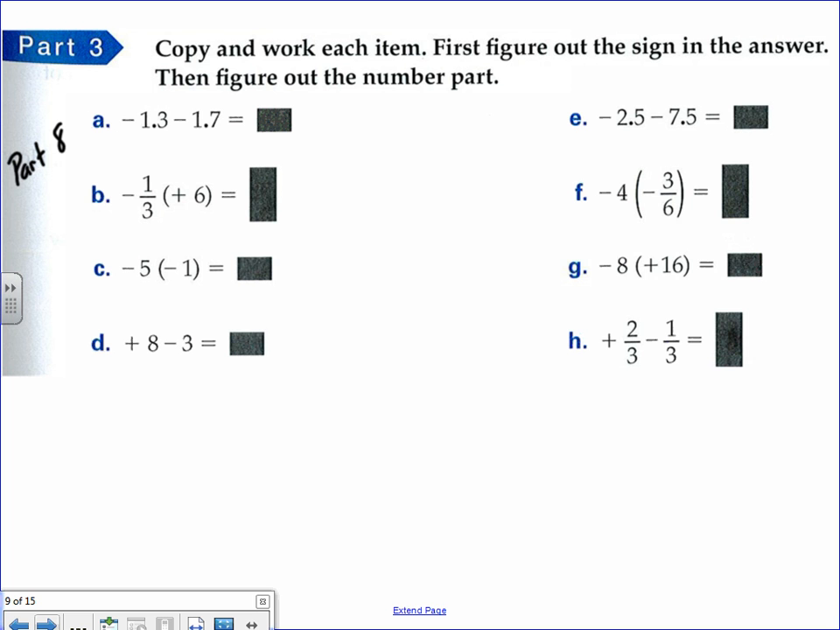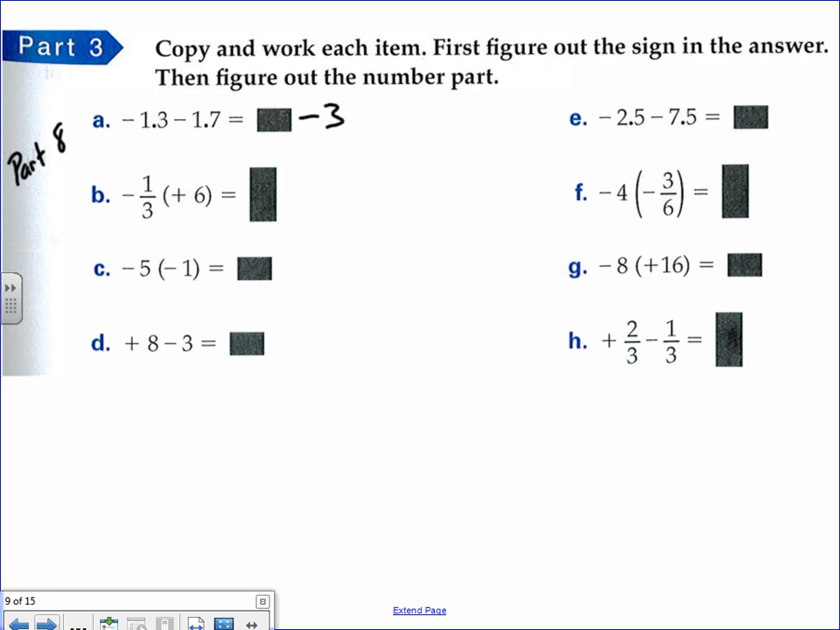When we combine numbers, the sign in our answer is the same as the sign of the number that's furthest from 0. So 1.7 is furthest from 0, so I know my answer is going to be negative because 1.7 has a negative sign in front of it. Now remember, when we're combining numbers, if the signs are the same, we add the numbers. If the signs are different, we would subtract the numbers. So in A here, they're both negative, so we'll add 1.3 and 1.7 together and get 3. So our answer is negative 3.